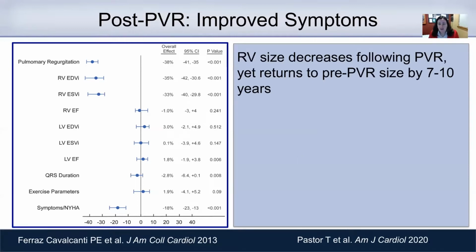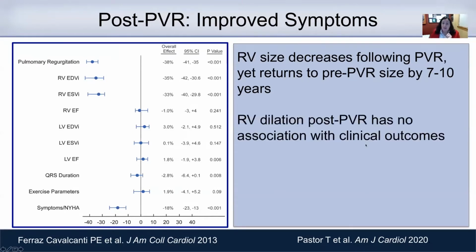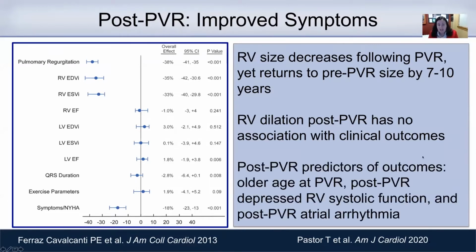And we now have been able to look at data with cardiac MRI to learn more about the remodeling processes of the heart in these patients. That is, although RV size decreases following a pulmonary valve replacement, it will return to its pre-pulmonary valve replacement size by about a decade. Additionally, even though it gets larger, we have not found that right ventricular dilation alone after PVR is associated with poor clinical outcomes. In fact, in patients with tetralogy of Fallot after a pulmonary valve replacement, predictors of poor outcomes include an older age at the time of their pulmonary valve replacement, a decreased right ventricular ejection fraction after pulmonary valve replacement, or atrial arrhythmias following that procedure.